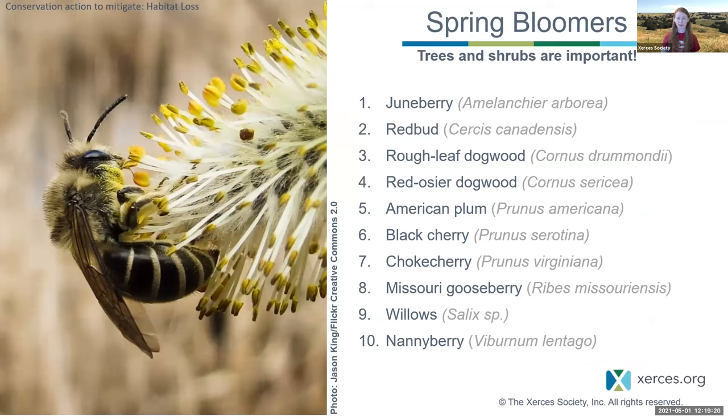So in Nebraska, some of the early bloomers include a lot of the trees and shrubs, right? Those are usually the first things that we see come to bloom, like the redwoods, dogwoods, gooseberries. Gooseberries are very popular with bumblebees here. If you're in the Lincoln area, Wilderness Park has a lot of gooseberries with a lot of queens on it.